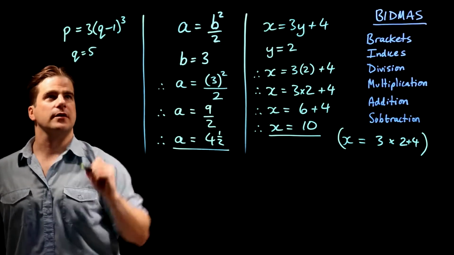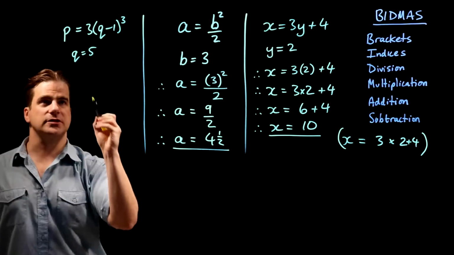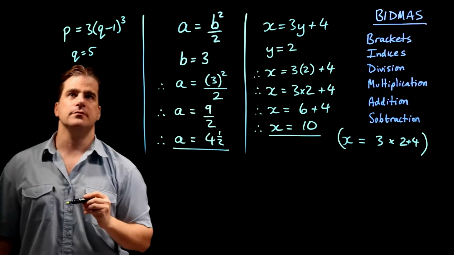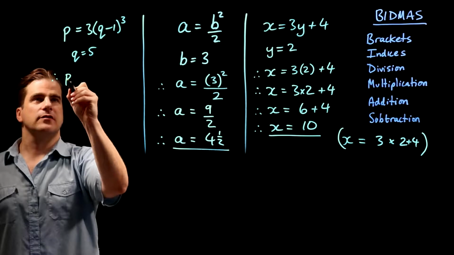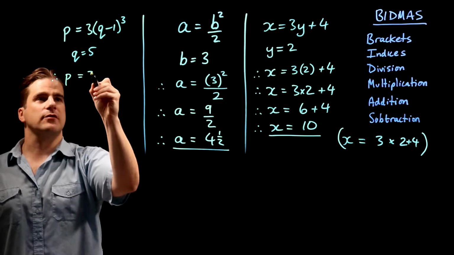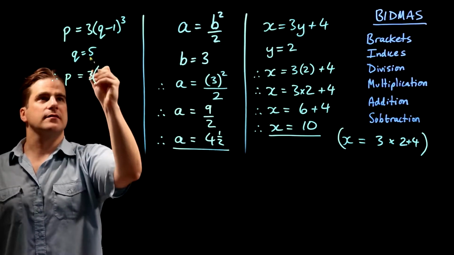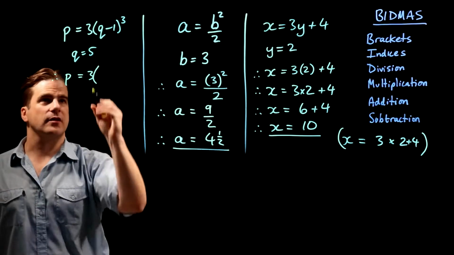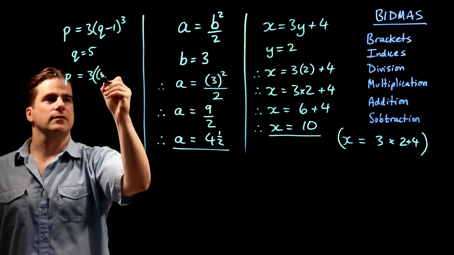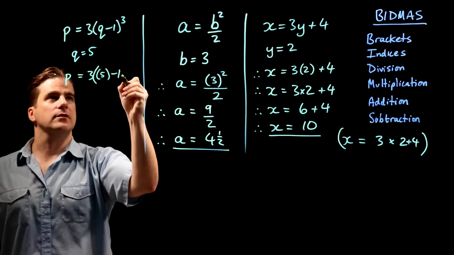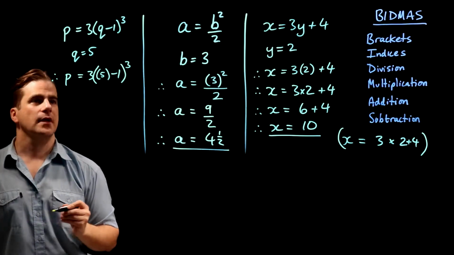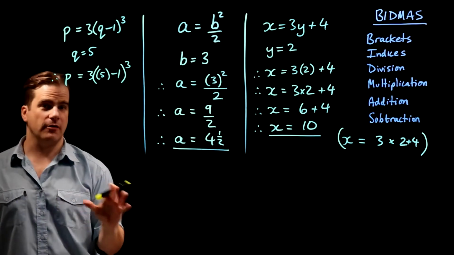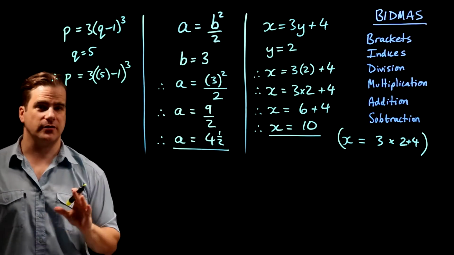Q is 5. Okay, so we have to evaluate that expression when q is 5. Let's do it. Therefore, first thing to do is sub in. P is equal to 3 brackets. Always use brackets when subbing in. Q is 5, 5 minus 1 cubed. I know it looks like there's a lot of brackets, but don't worry about it. Trust me, always use brackets when subbing in.